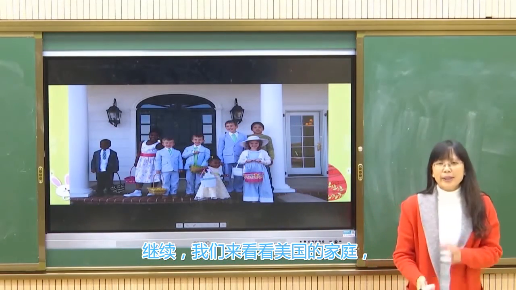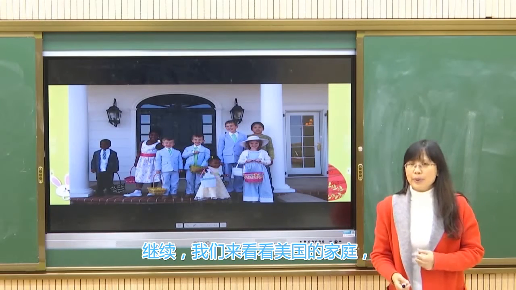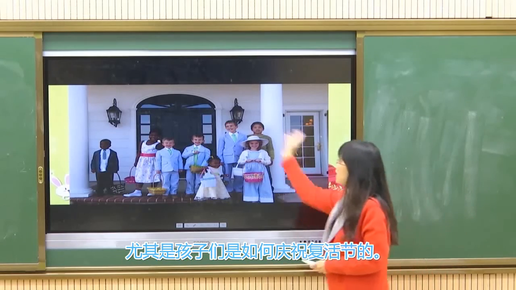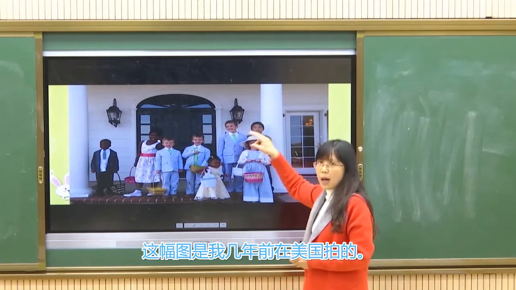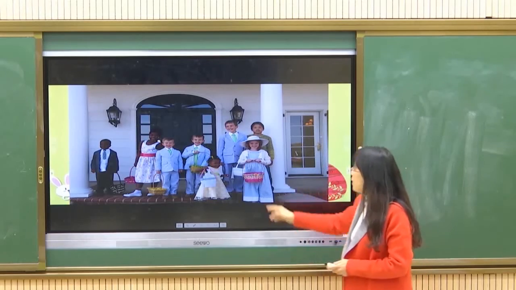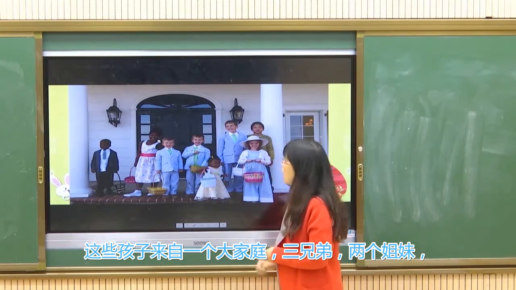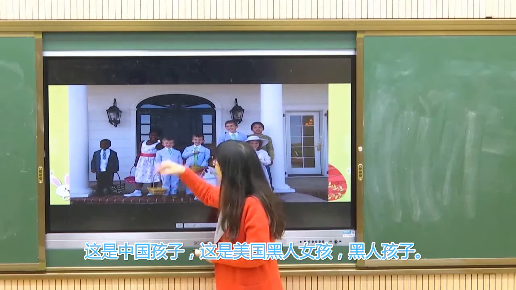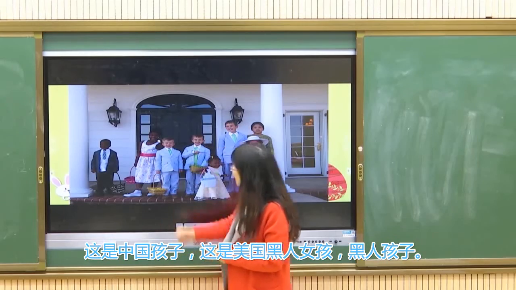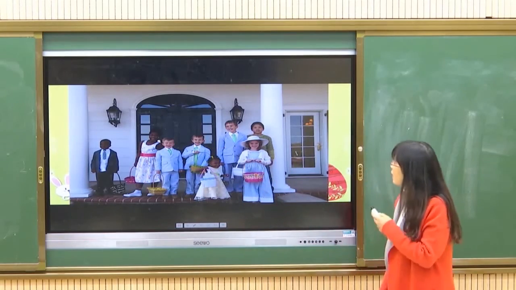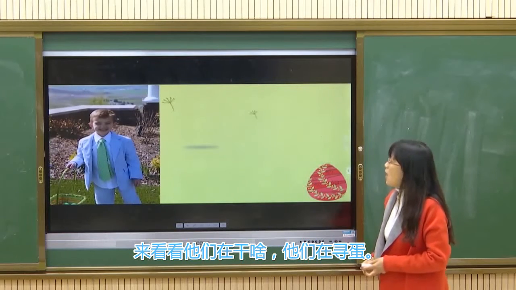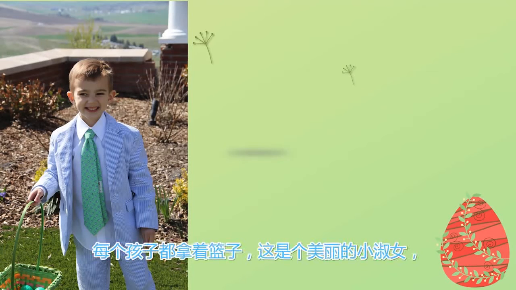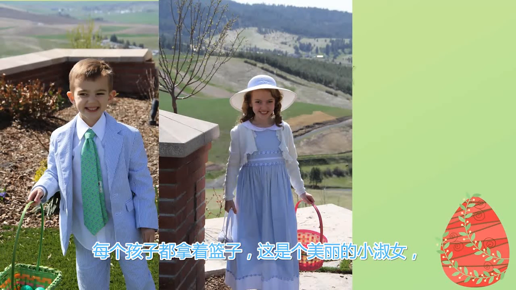Let's look how American families celebrate the Easter Day, especially the children. Let's look at this. I took this photo a couple of years ago, and this is a big family. All of these are brothers and sisters. And here a Chinese boy and some are black girls or black kids. Okay, and let's look. What are they doing? They are searching for the eggs. Each kid takes a basket.